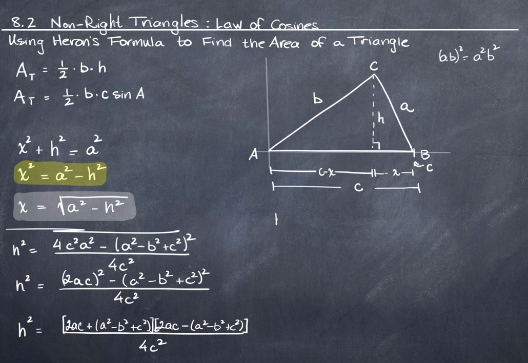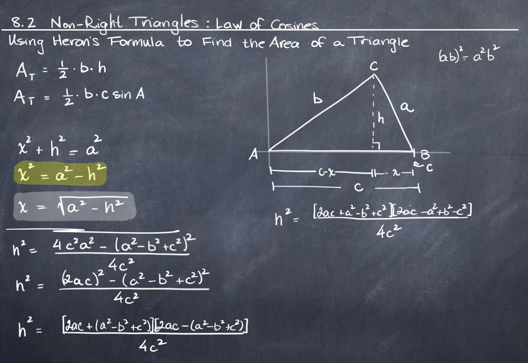Okay, so we have h squared equals, and I'll go ahead and jot down my denominator, 4c squared. And now I'm going to distribute the plus and the minus in my two factors. So I'll have 2ac plus a squared minus b squared plus c squared, and 2ac minus a squared plus b squared minus c squared.